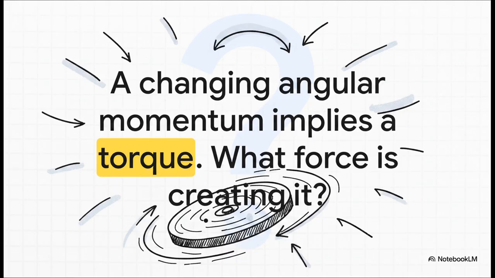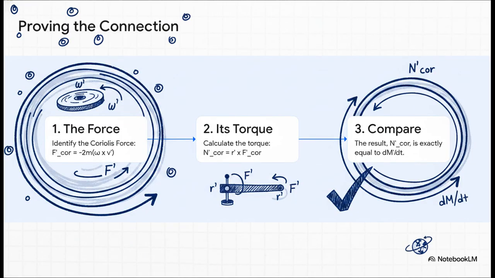But wait a second. The problem says the disk is smooth. There are no real forces pushing the particle sideways. So where is the torque coming from? This is where it all comes together. We can prove without a doubt that the Coriolis force is our culprit.